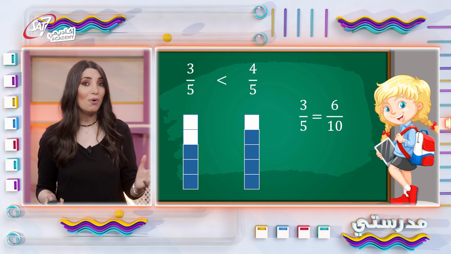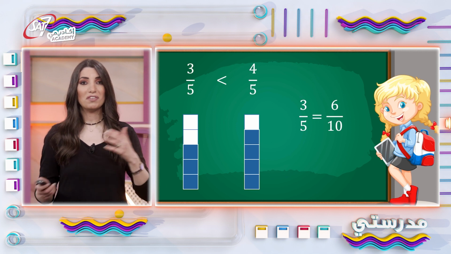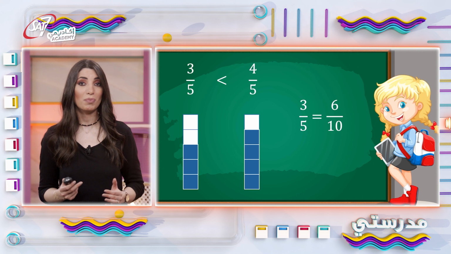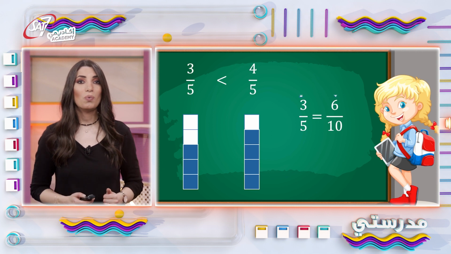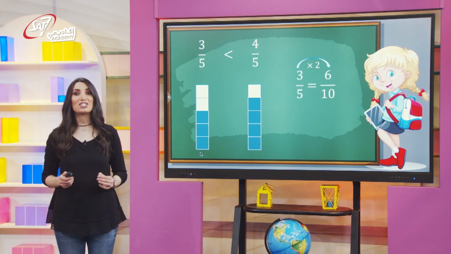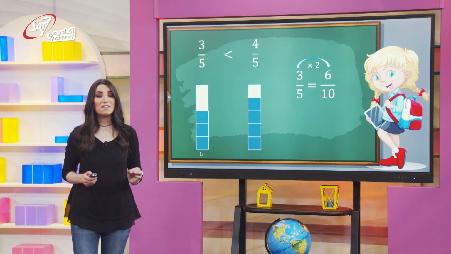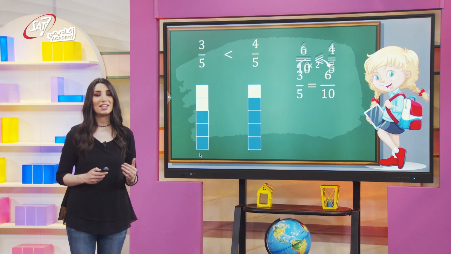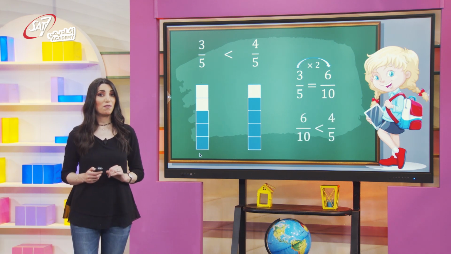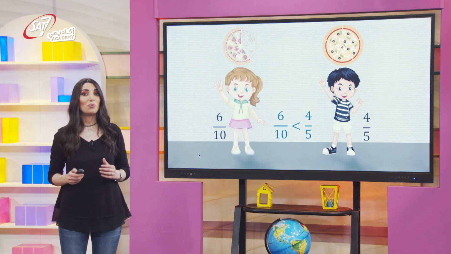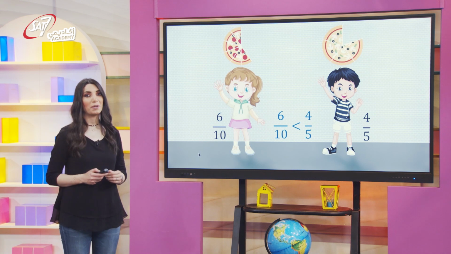Do you remember how we find equal fractions? We divide or multiply both numbers of a fraction by any same number. In this case, we multiply by 2. So if these 2 fractions are equal, and if 3/5 is smaller than 4/5, then 6/10 is also smaller than 4/5. That's what we saw when we cut the pizza with Teresa and Tony.